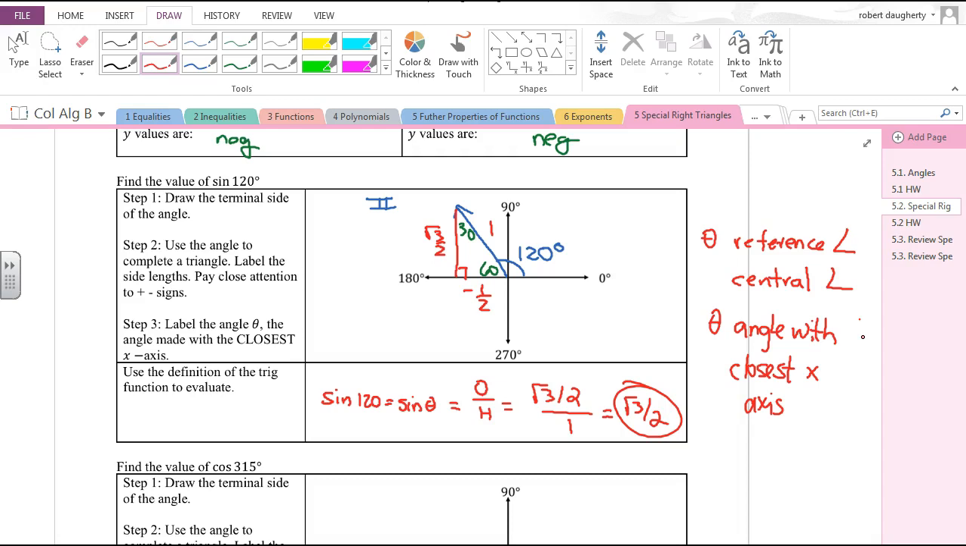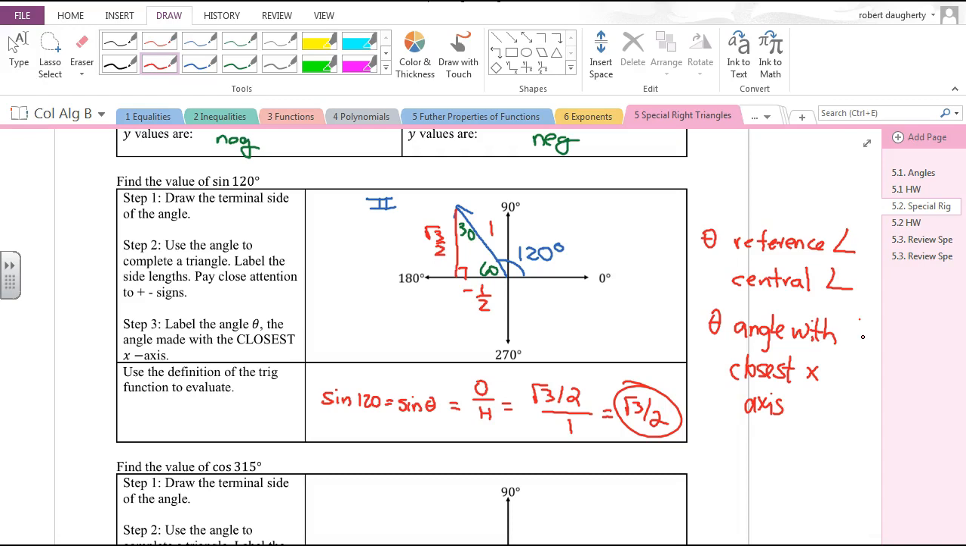And then you have to pay attention to get from here to here, you have to go negative in the x direction, positive in the y. So I had to stick a negative sign on that x value. So that tells me that the sine of 120 is square root of 3 over 2.